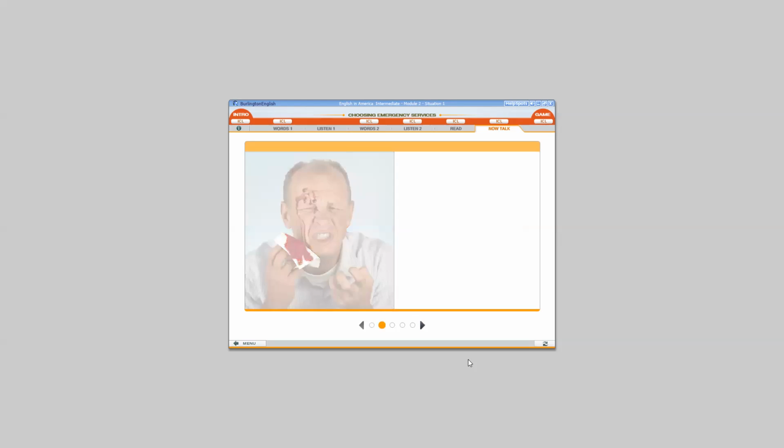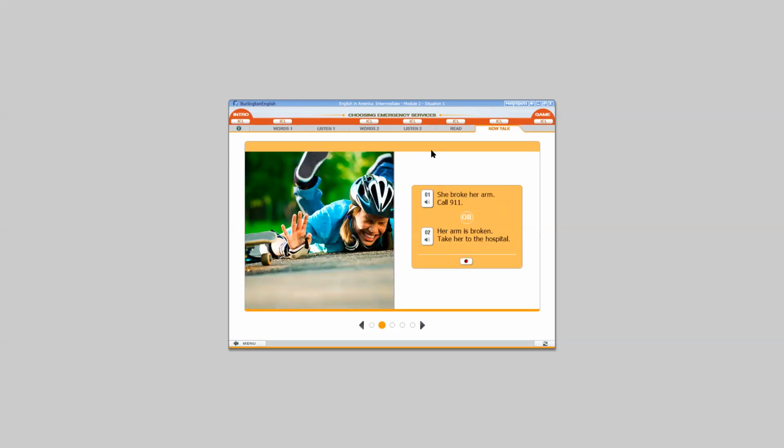Let's get the next one. Okay, this is her accident, right? She broke her arm. Call 911. Or, her arm is broken. Take her to the hospital. So let's think about that one. Would you call 911 or would you take her to the hospital? Okay, take her to the hospital, remember? If somebody can take her to the hospital, you want to do that instead of calling 911. So the answer is 2.